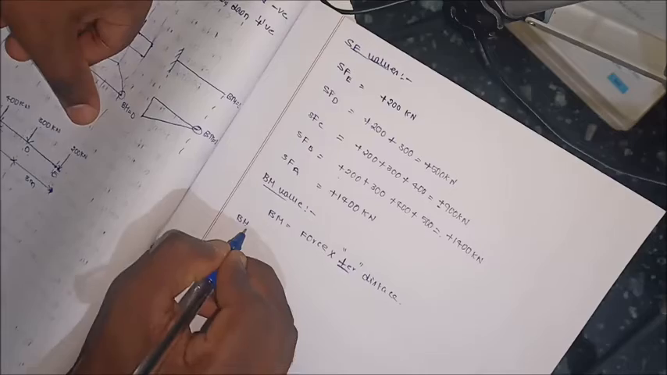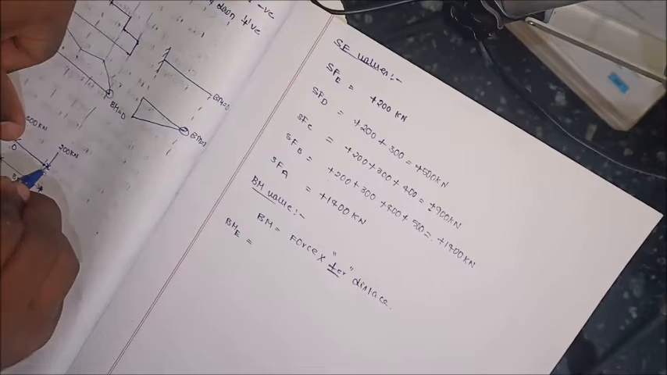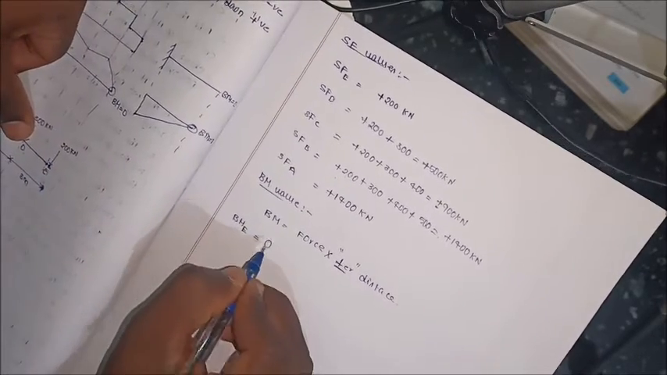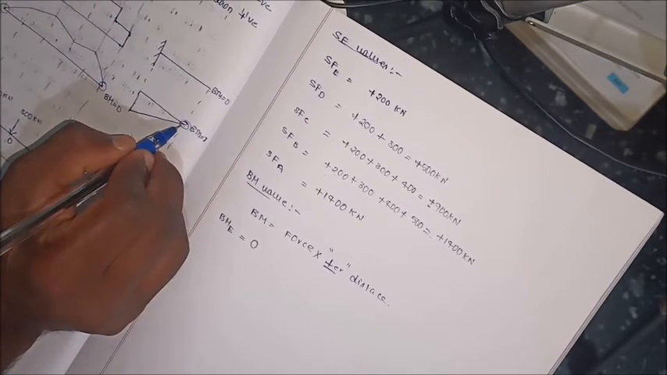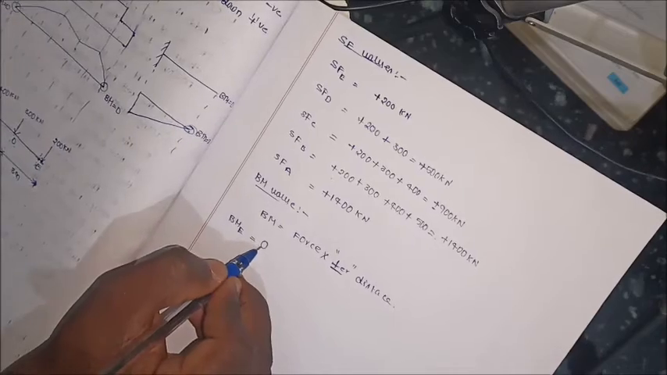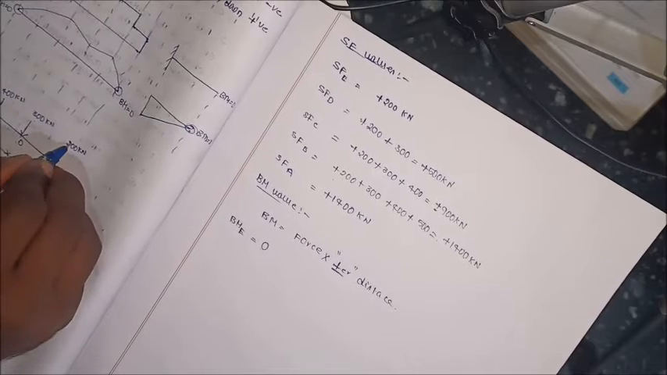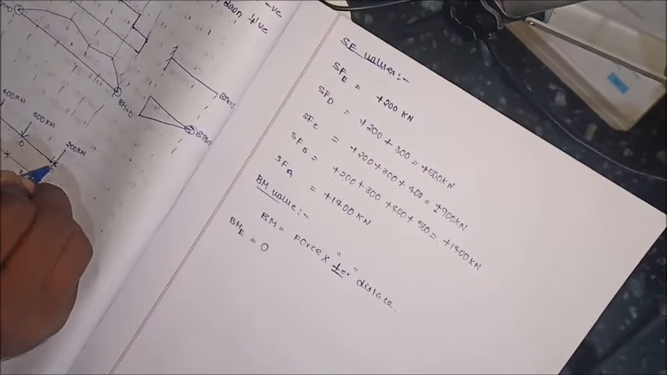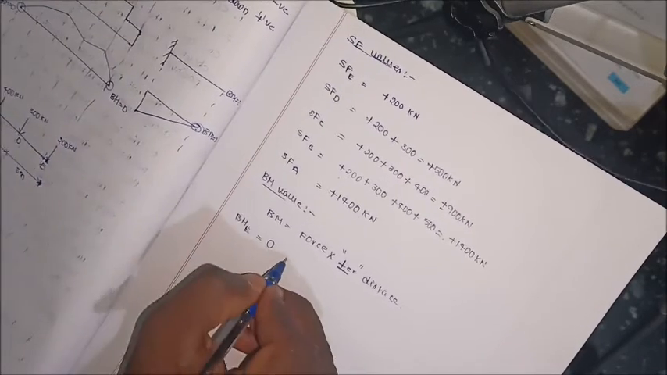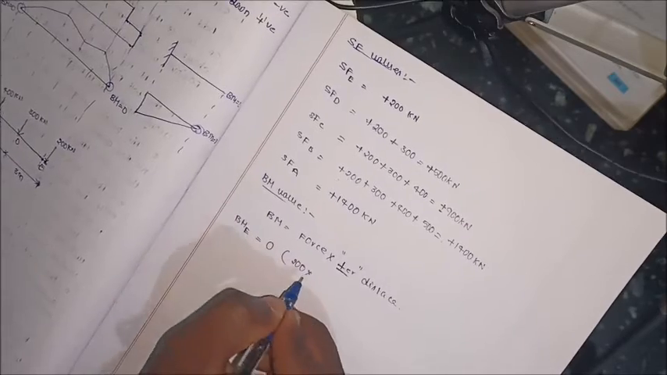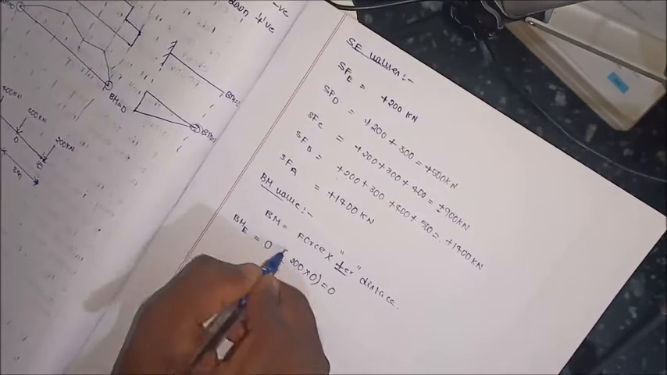Bending moment at E: here the bending moment at E is 0, because, as we already discussed, the bending moment at the free end of the cantilever beam is 0. The point load is at the end of the beam and the distance at this end of the beam is 0, so the bending moment is also 0. Consider 200 as the point load and the distance here 0, so this is also equal to 0.